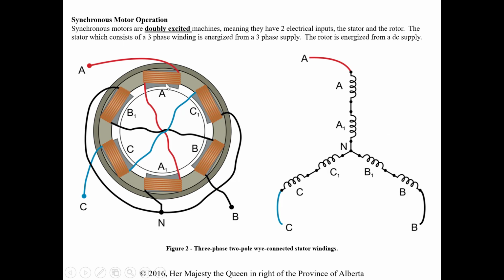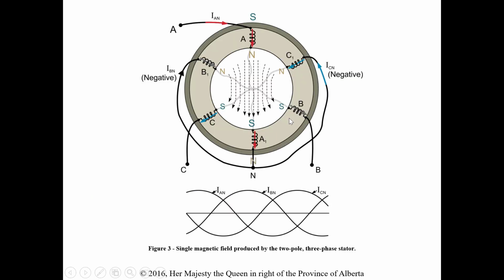Synchronous motor operation. These motors are doubly excited, meaning they have two inputs, the stator and the rotor. Again, the stator is going to get our supply at 60 hertz, and it's going to create a spinning magnetic field within the stator. And then we're going to have the separate DC to the field winding on the rotor that gives us our electromagnet and gives us the adjustment if we can increase or decrease that field intensity.